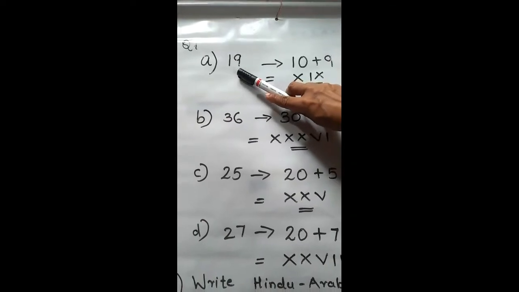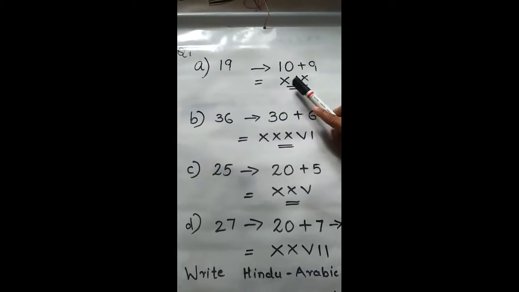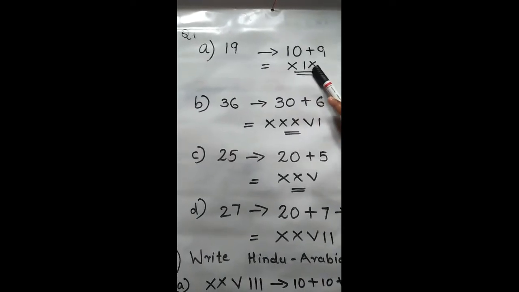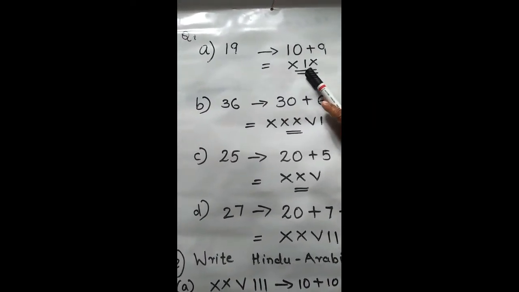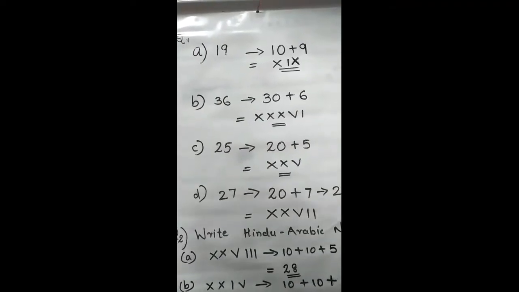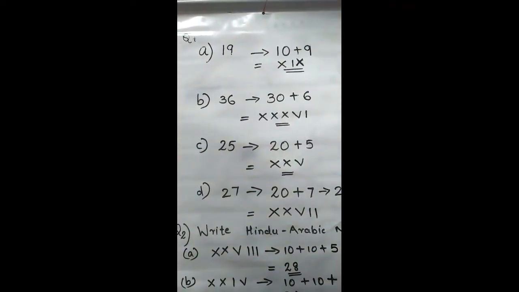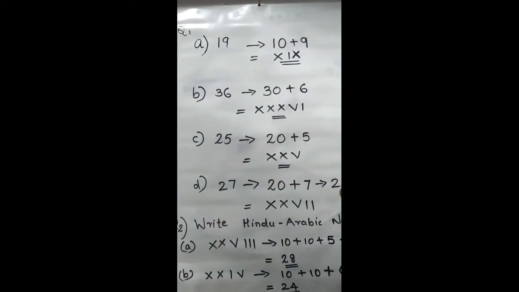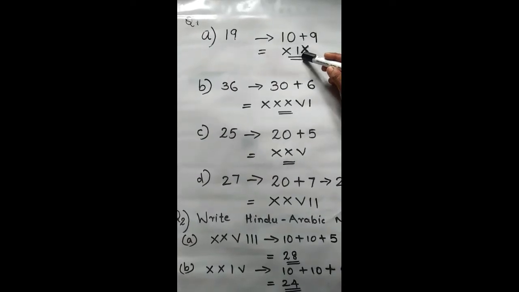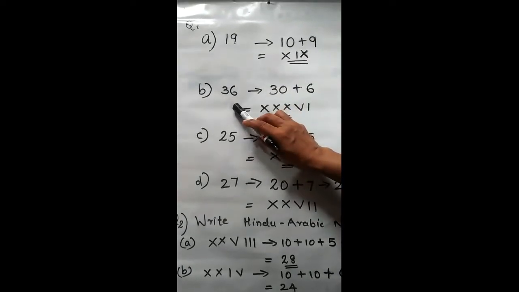First question, 19. How can we write 19? 10 plus 9. 10 plus 9 means 10 minus 1, 9. 1 subtracted from 10. 19 means 10 plus 9. 9 we will write 10 minus 1. So 1 should be left to 10. 10 plus 9, 19.